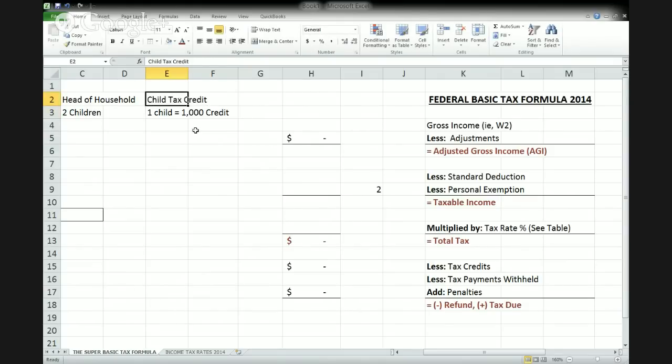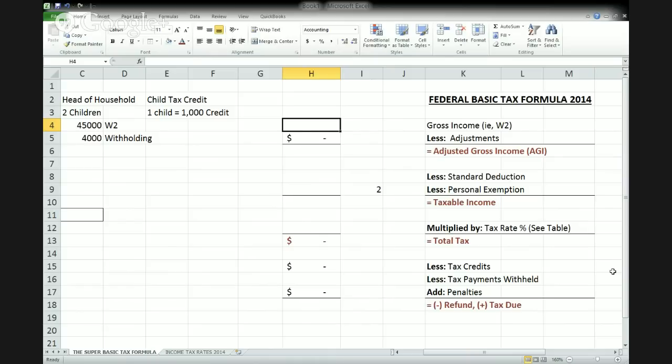So let's see how we can go ahead and work this out. So we have a head of household person, a single mother with 2 children, with an income of $45,000 on a W-2, and she withheld $4,000 in taxes. I'm going to give you a little bit of time for you to be able to figure out, and I'm going to go ahead and start. Press stop, work on it, and restart again. All right, I'm going to go ahead and start for you now.